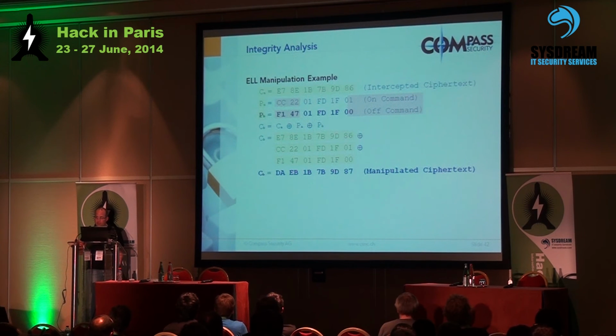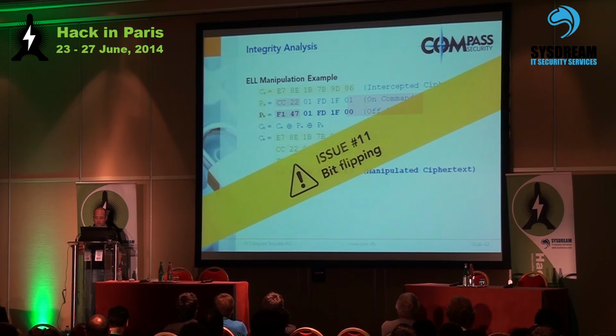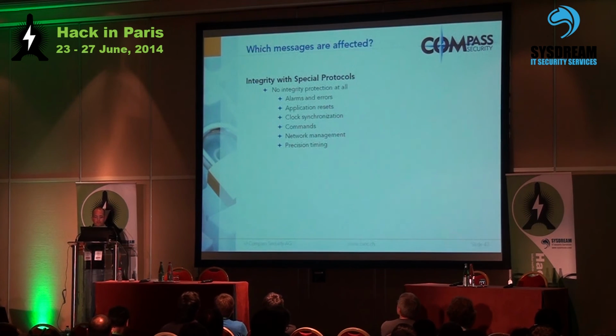There was never a need to know the key. Not at all. And all because there is no integrity protection. So this tells us even an encrypted CRC is just no use. And there is no integrity protection at other parts of the protocol as well.